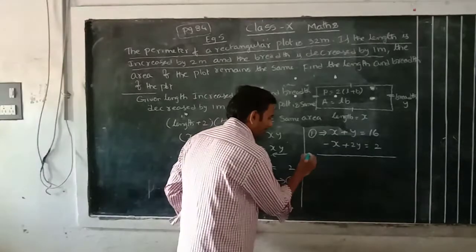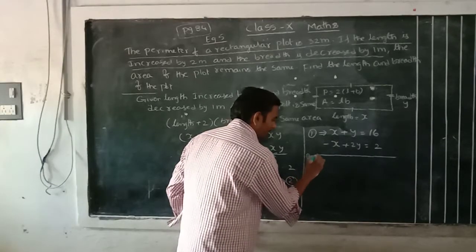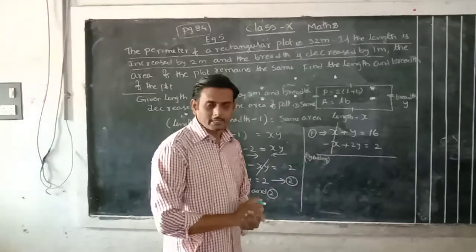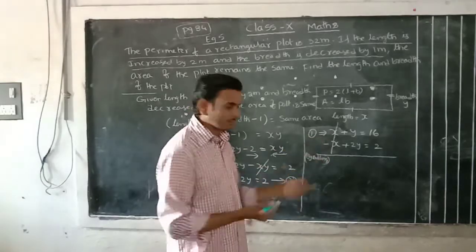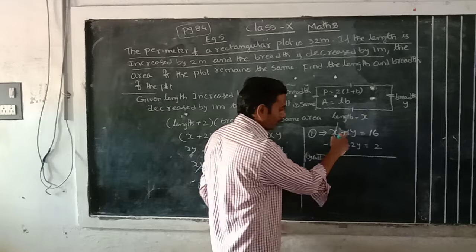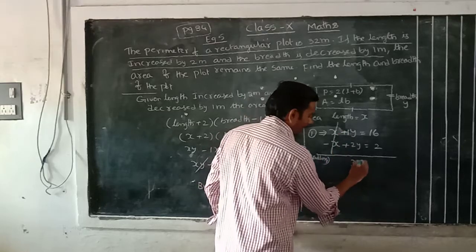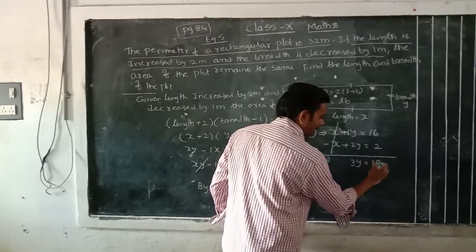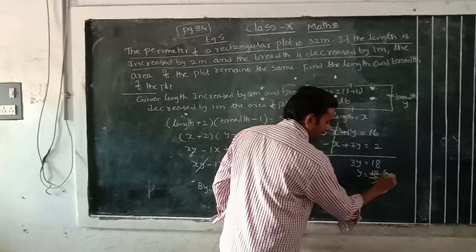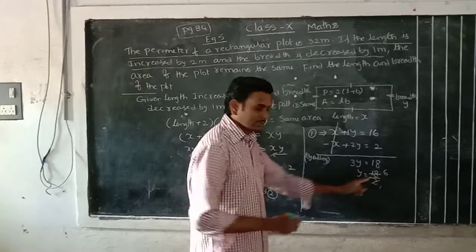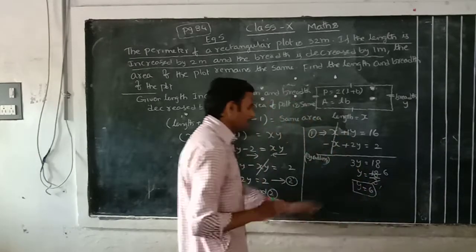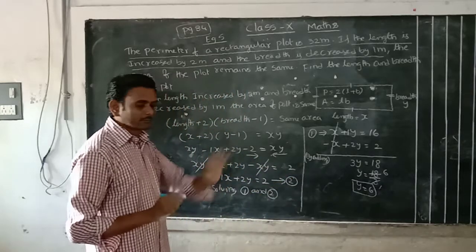So by adding, these two will be cancelled. x minus x is 0. The coefficient of y: 2 plus 1 is 3, so 3y. 16 plus 2 is 18. y equal to 18 by 3. 3 sixes are 18, so y equal to 6. This 6 is to be substituted in equation 1 or equation 2.